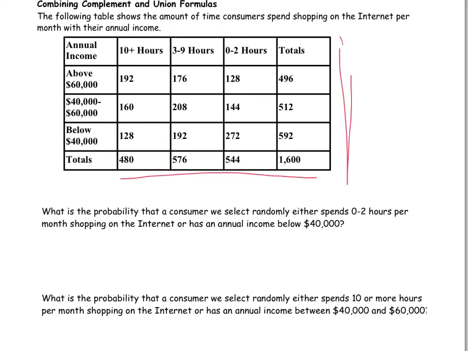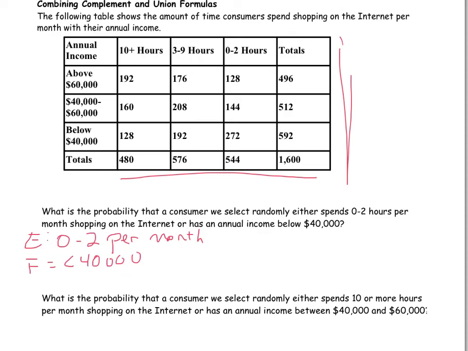Alright, so what is the probability the consumer we select either spends 0 to 2 hours per month shopping on the internet or has an annual income below $40,000? So how many people spend 0 to 2 hours per month on the internet? We'll let that be E. We'll let F be has an annual income below $40,000. And then E intersect F is both of those things.